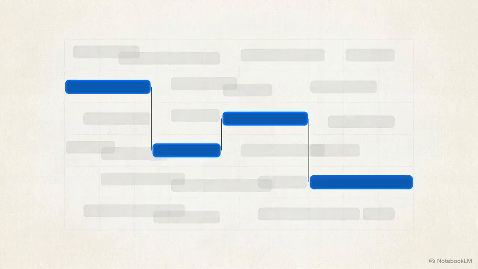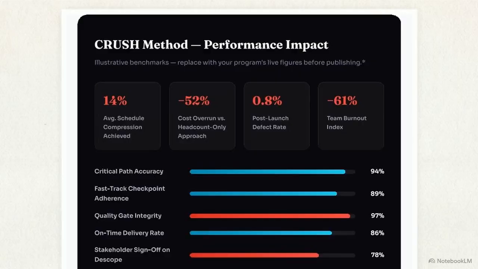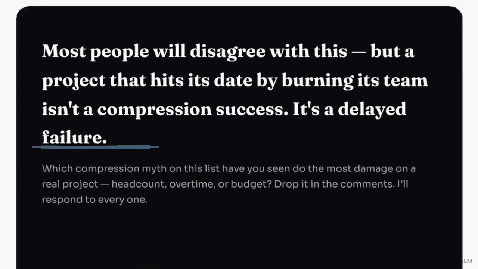By recalculating the critical path, reallocating seniors, and unbundling dependencies, you have built a plan based on evidence. These figures represent the potential impact. Correct application of these steps can yield a 14% gain in schedule compression while reducing the team burnout index by 61%. The data shows that projects hitting their date through extreme team burnout often result in a delayed failure. The high defect rates and employee turnover that follow eventually negate the benefits of meeting the original deadline.